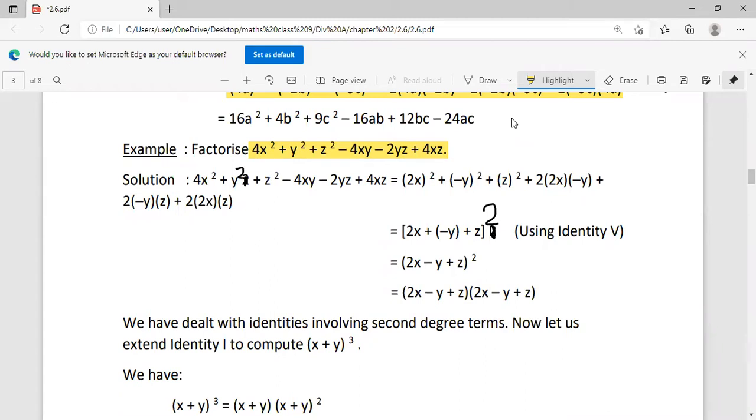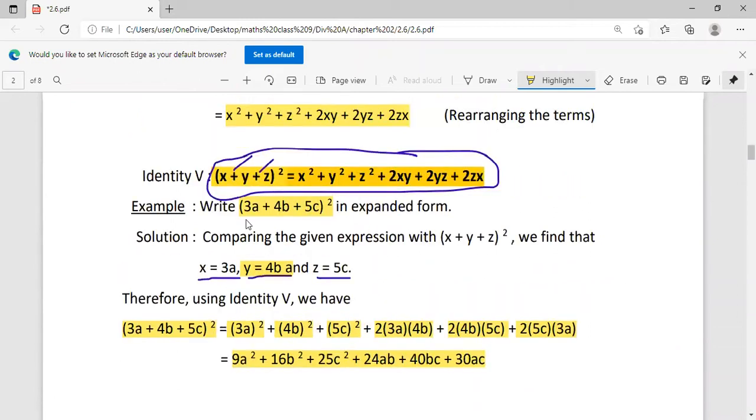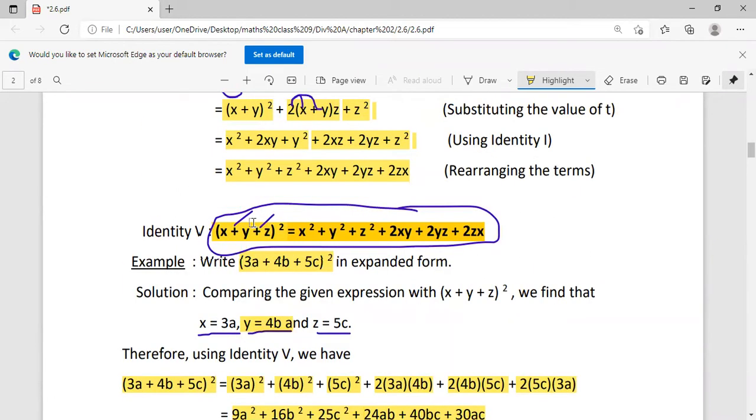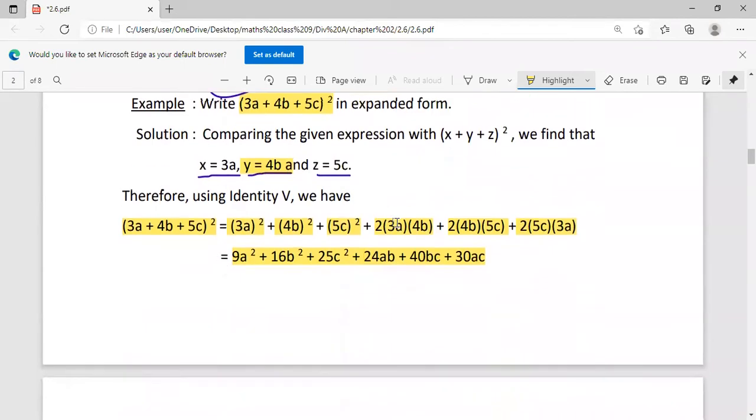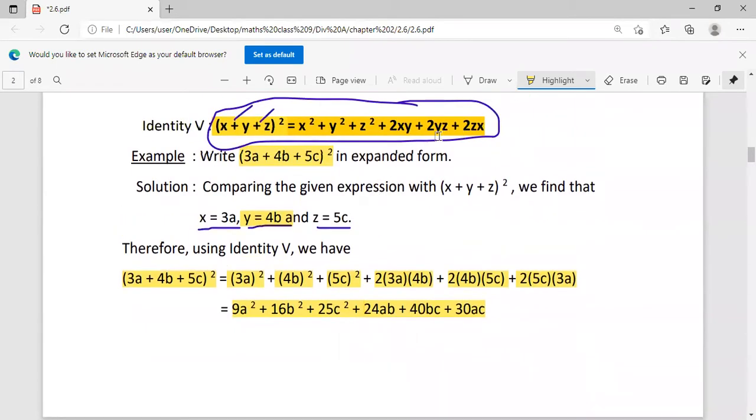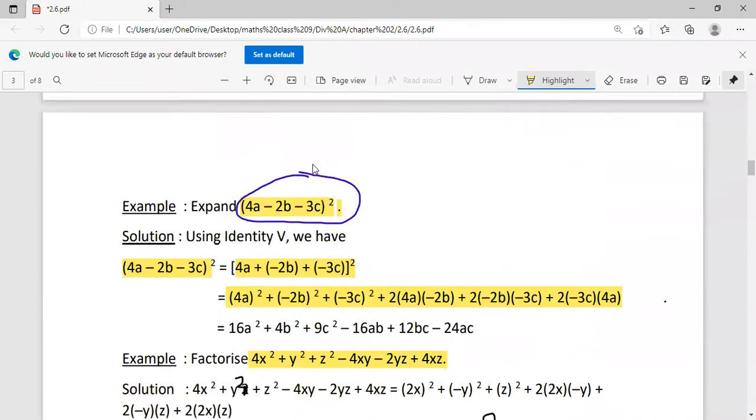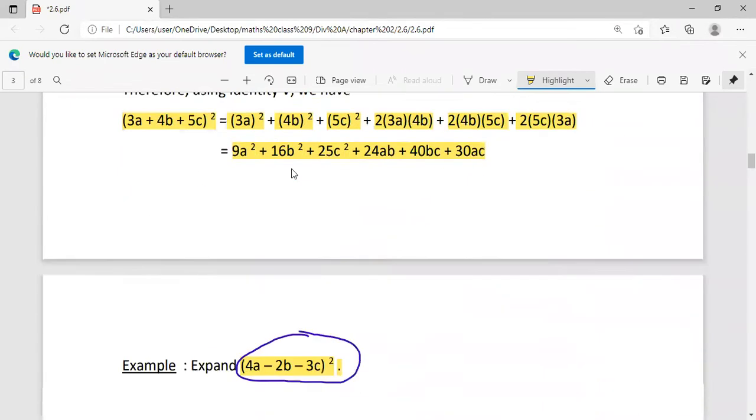How many terms? Come on, quick. 6. Yes, very good. It has 6 terms. So, what is the only identity we had learned containing 6 terms? It was the fifth identity, that is x plus y plus z whole square. So, we can conclude that we have to factorize the given question using this identity.